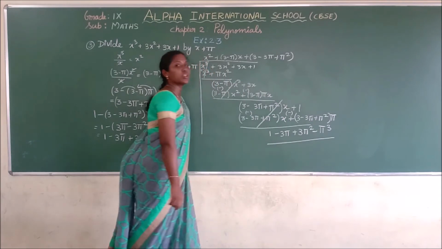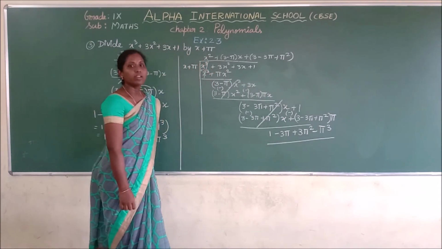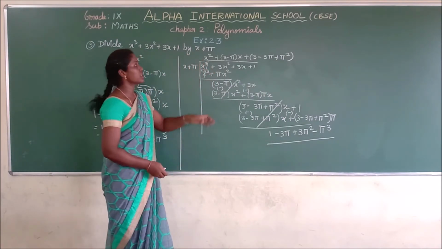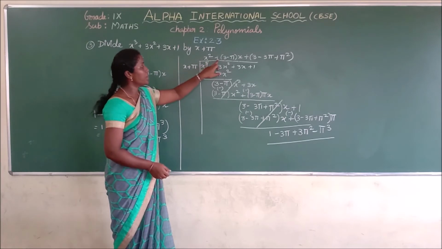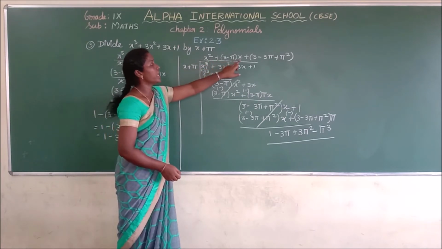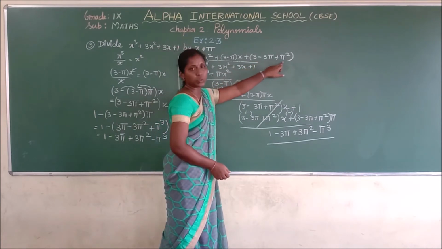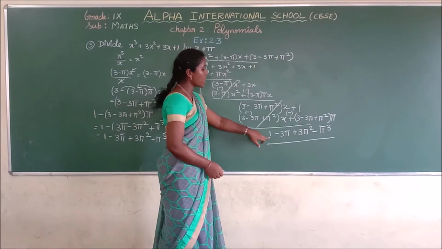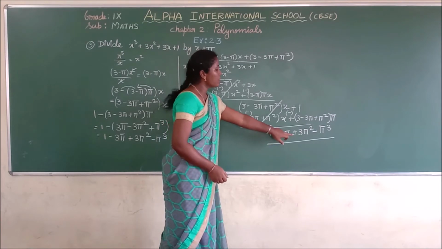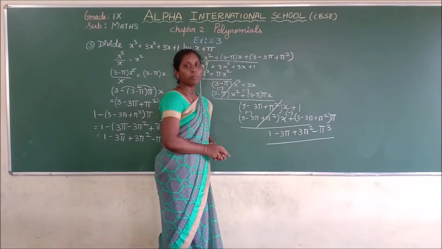So this is the final constant we got, that is called our remainder. So here the quotient is x² plus (3 − π) into x plus (3 − 3π + π²), and the remainder is 1 − 3π + 3π² − π³.